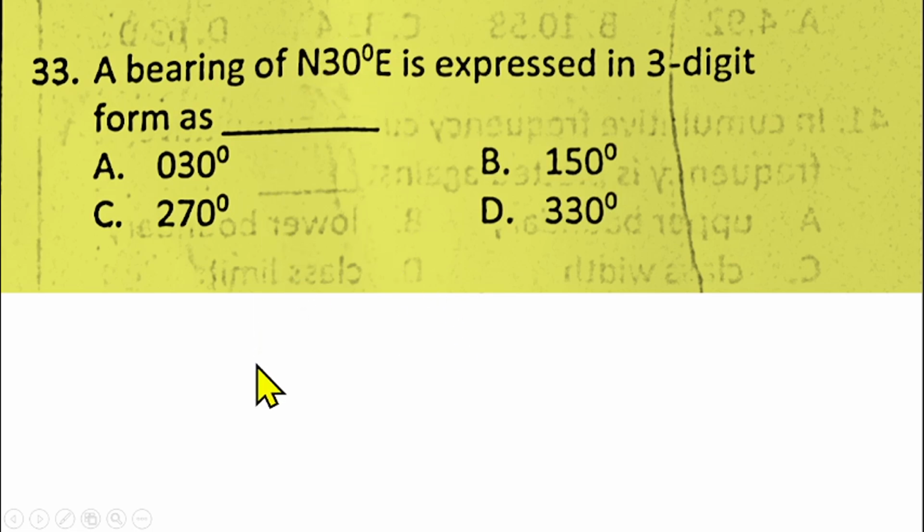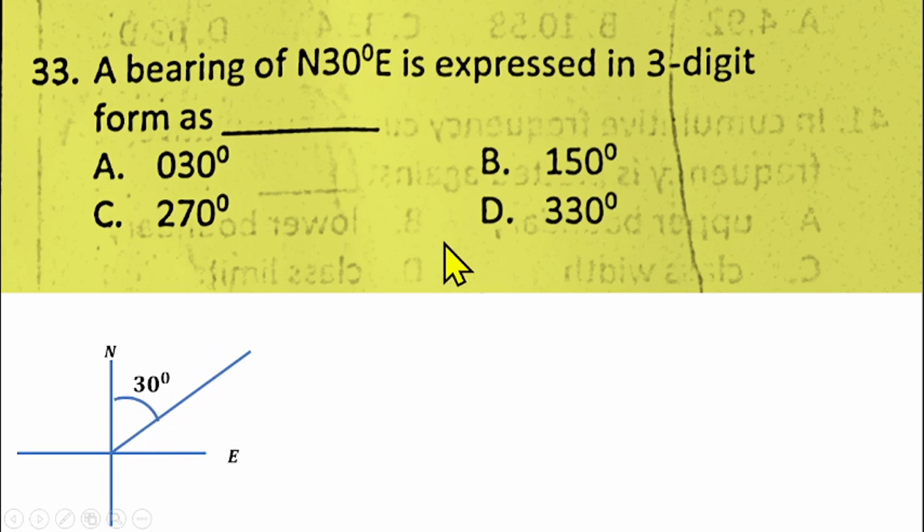If you don't know it, all you need to do is draw a cardinal point to locate this bearing. This is north, this is east. So you will have a straight line here to represent the angle. I draw a straight line here from the north to the east. The angle is from the north to the east. So I will have an angle here which is 30 degrees.